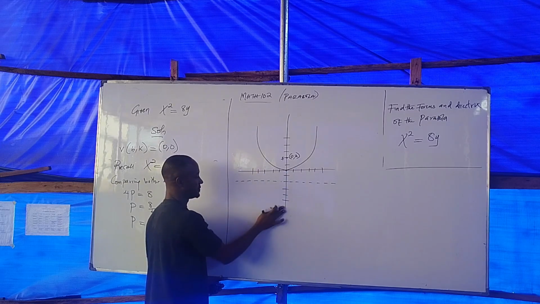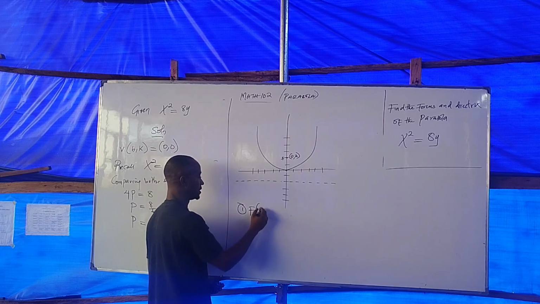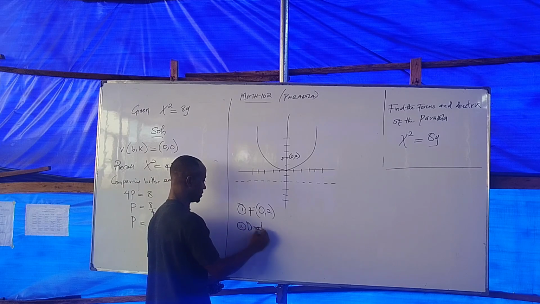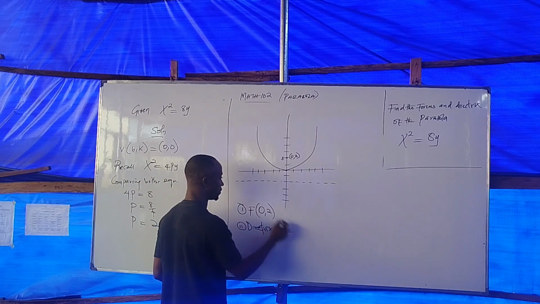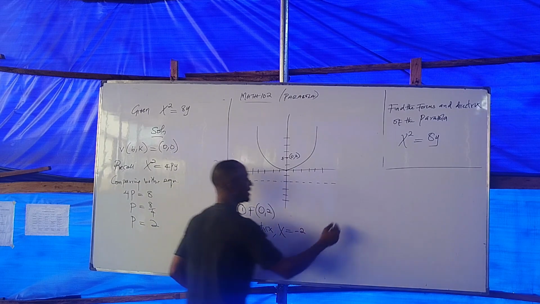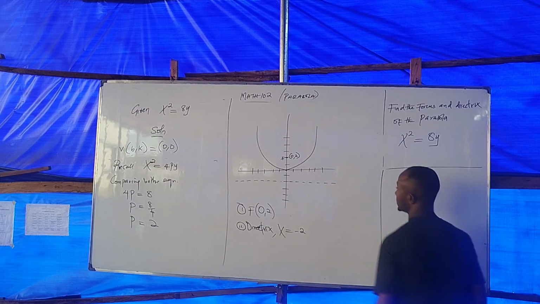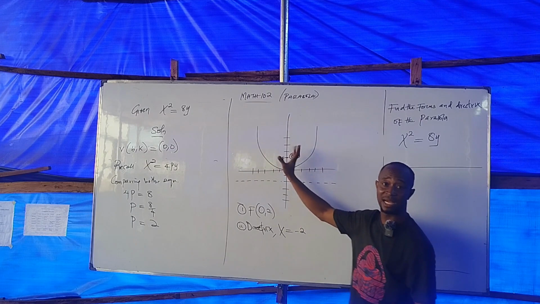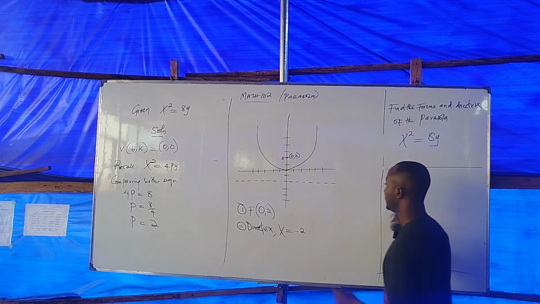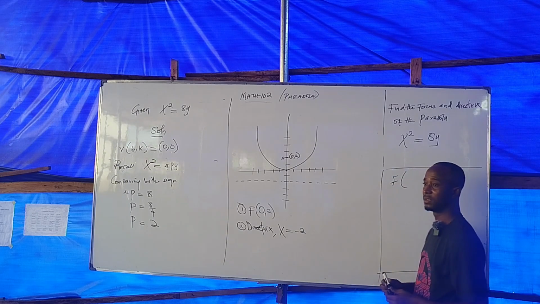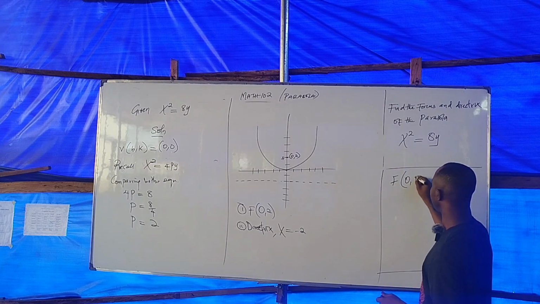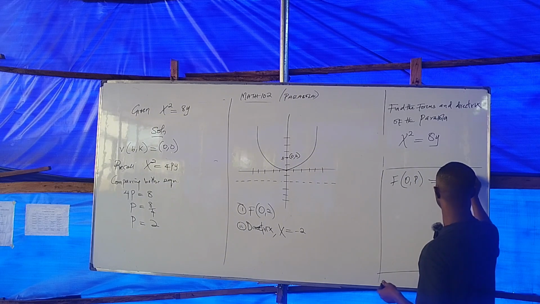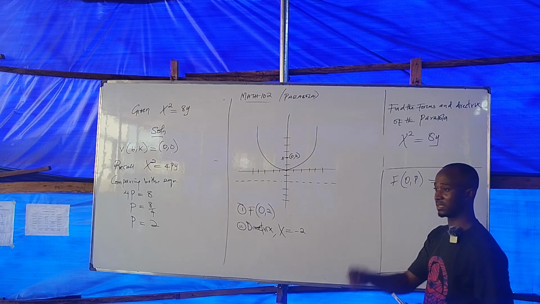So from this graph, our focus is (0, 2). What will the directrix be? Now let's look at the formula we were given. Can you go back to your note? For a vertical parabola at the origin, I said that the focus is (0, p), which is the same as (0, 2). Is it making sense now? Are you seeing it?